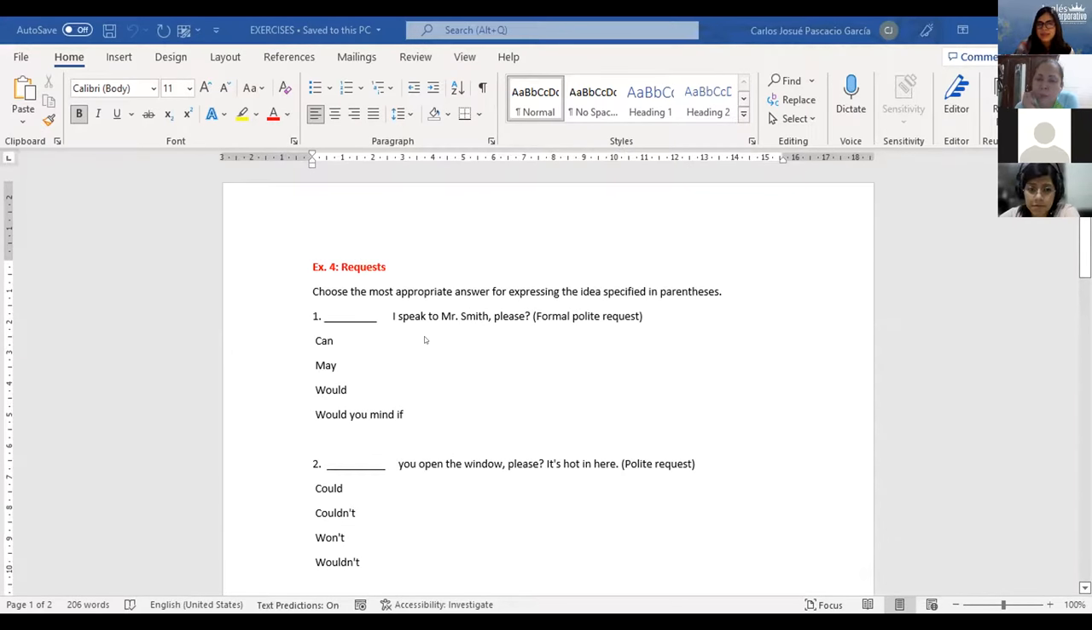We were saying that you use these words for making requests, but would and could are more formal, right? Than can and will. You can use can and will for requests, but they are not very formal. The ones that are more formal and more polite are would and could. And if you are speaking British, might can also be used to make a request, right? But if you're using American English, it'll be would or could. Or also, if you want to be extremely formal, you use would you mind.